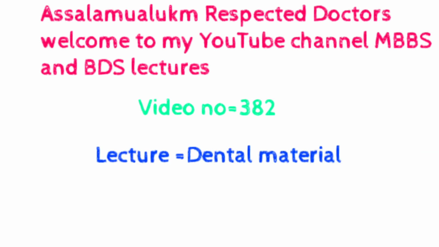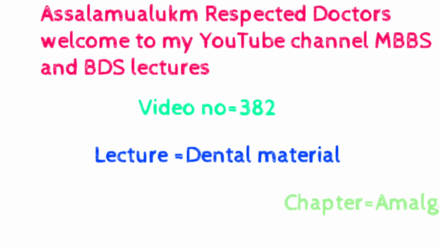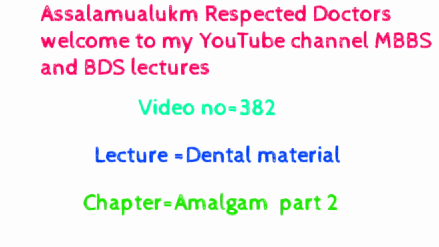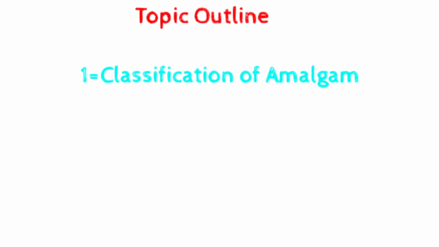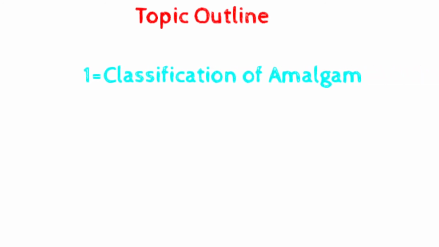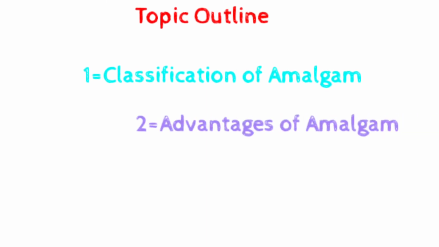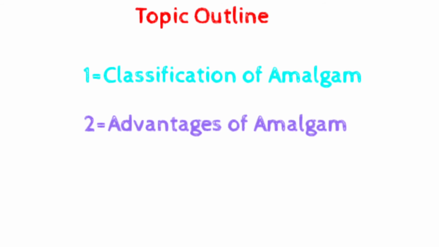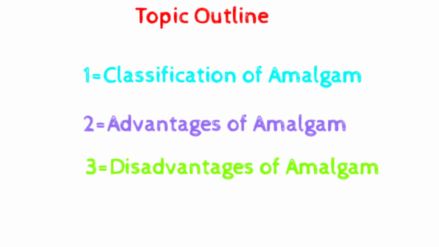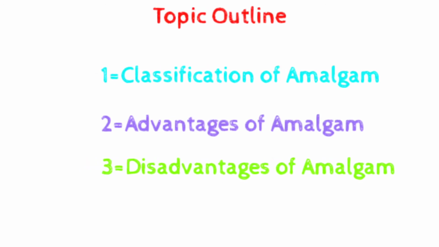And today our lecture is related to dental material and our chapter is Amalgam Part 2. It is the second video of the Amalgam chapter. In first video, part 1, we already studied the definition and composition of amalgam. Now today's topic outline includes number 1, classification of amalgam on various bases, number 2, advantages of amalgam, and number 3, disadvantages of amalgam. Now in third, fourth and fifth videos we will study the amalgam indications, contraindications and steps.